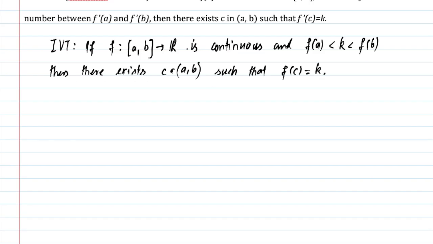Now here, if we compare the statements of the intermediate value theorem and Darboux's theorem, we can think of Darboux's theorem as a kind of intermediate value theorem for the derivative of a function which is defined on the closed interval [a, b]. So this was just a sort of relationship here.